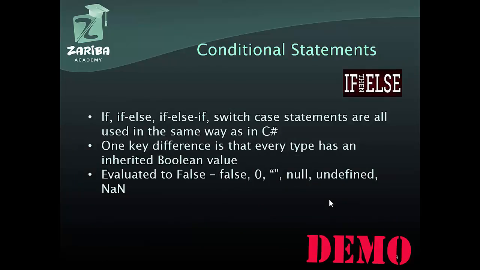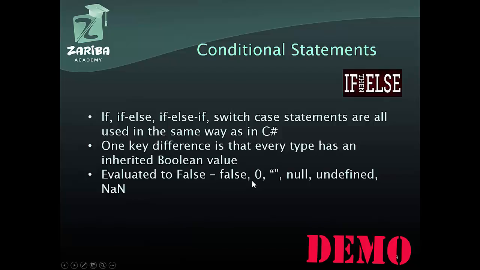Conditional statements, so if, else if, and switch case statements are all used in the same way as in C#. One key difference is that every type has an inherited Boolean value. So this was one of the reasons why we got some weird results in the first demo for the weird JavaScript stuff. Every type in JavaScript has an inherited Boolean value, and these evaluate to false: false itself, 0, the empty string, null, undefined, and not a number. Everything else is evaluated to true.